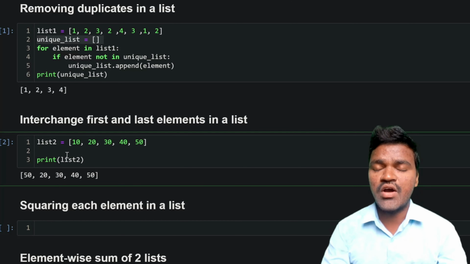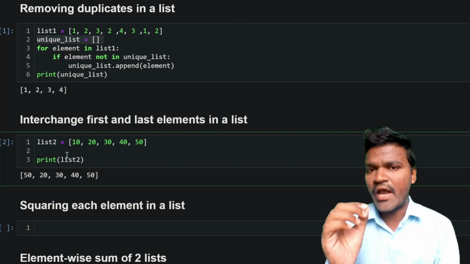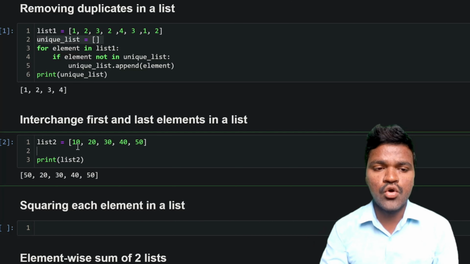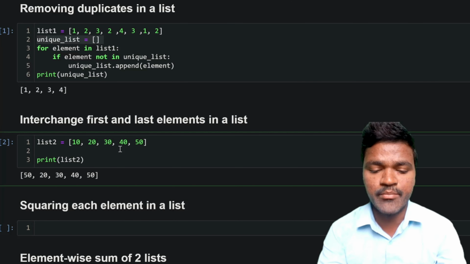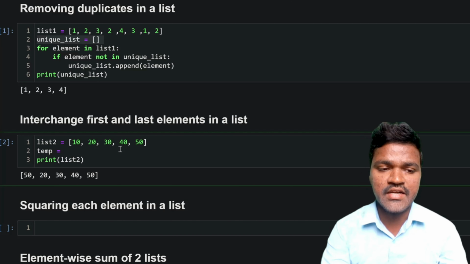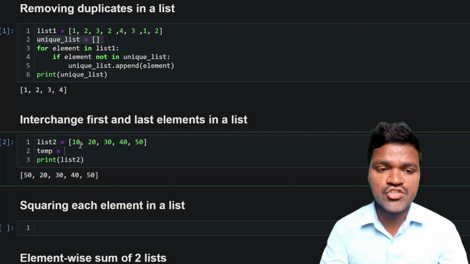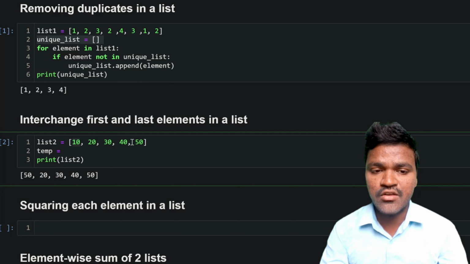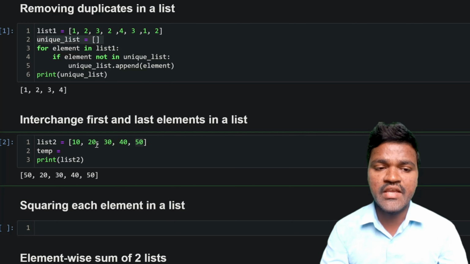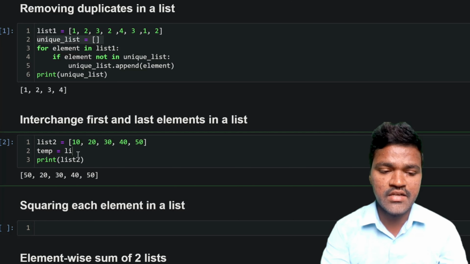First, what we need is a temporary variable to store either this particular 10 or this particular 50. So for that reason, I will take a temporary variable. I am taking this particular temp, and inside of this temp variable, I can store either this value or this value. For the time being, I will be storing this particular 10 here, which is nothing but index 0, right? So I'm taking list 2 index 0.